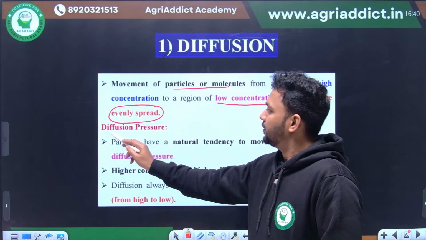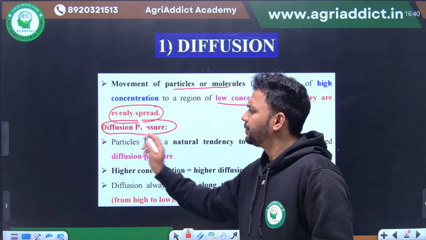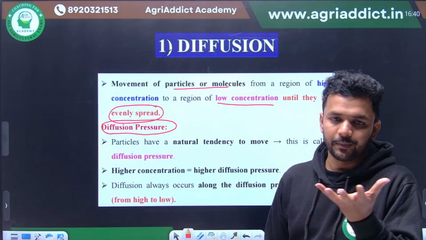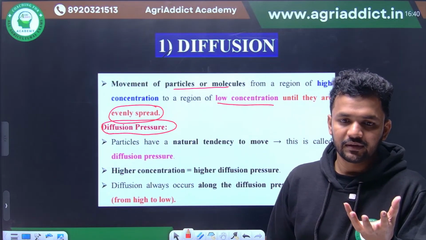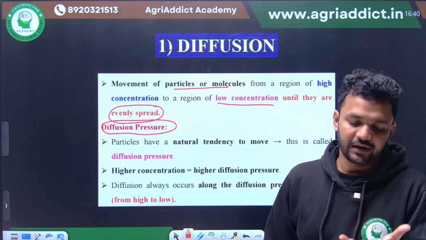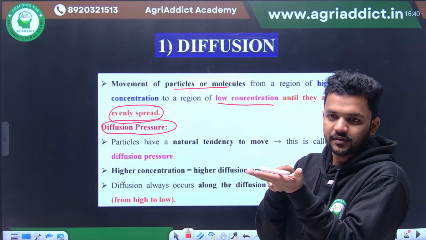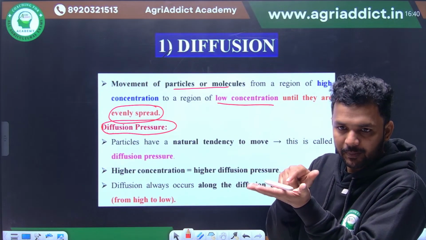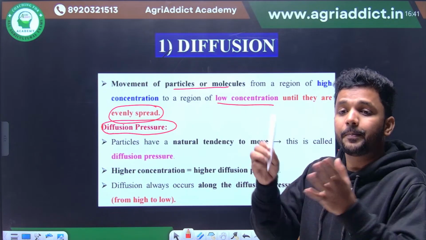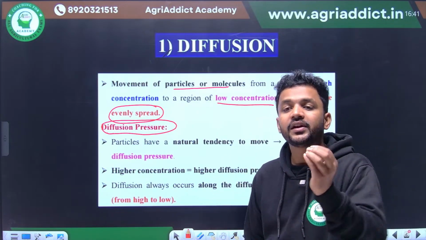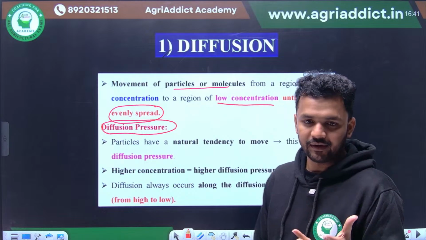Okay. So what is diffusion pressure now? The presence of something at any place will create some pressure. Like if I am keeping this pen here, it has some mass, it will definitely create some pressure on my palm, right? So the presence of anything will create a pressure, right?